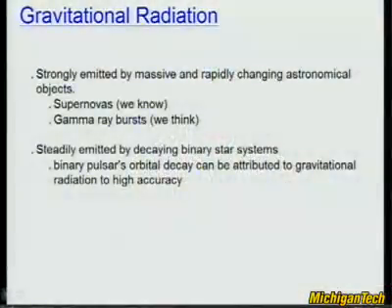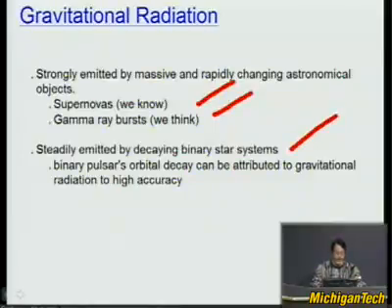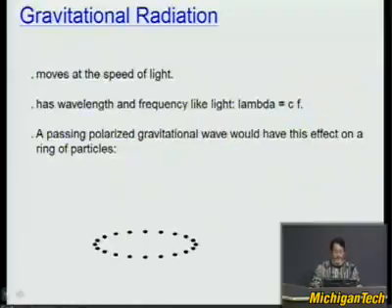These things should be emitted from supernovae, and we know supernovae exist, and gamma ray bursts, which we know exist, but well, the supernovae we know create neutrinos because we've seen that. So there's lots of reasons to believe that some types of supernovae would create gravitational radiation. Gamma ray bursts are a little bit more mysterious, but if they are asymmetric, then they might create gravitational radiation as well. Steady emission by binary stars, as I mentioned, so the binary pulsars, orbital decay can be attributed to gravitational radiation to high accuracy.